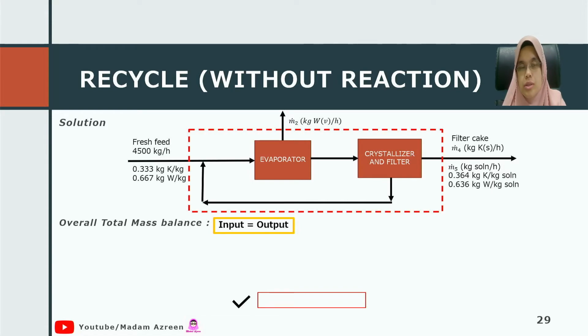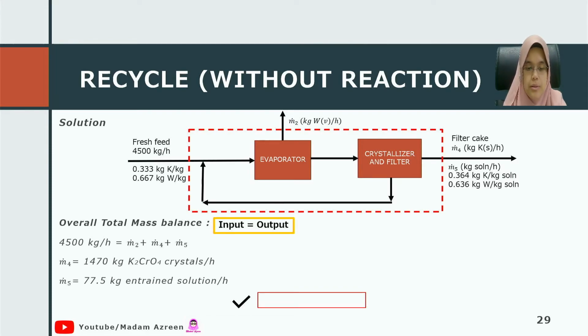Again, at the outer boundary condition, you can solve for total mass because you can calculate the value of N2. For the overall total mass balance, you can determine the value of M2 since you already know M4 and M5. So you can determine the value of M2, which is the rate of evaporation.